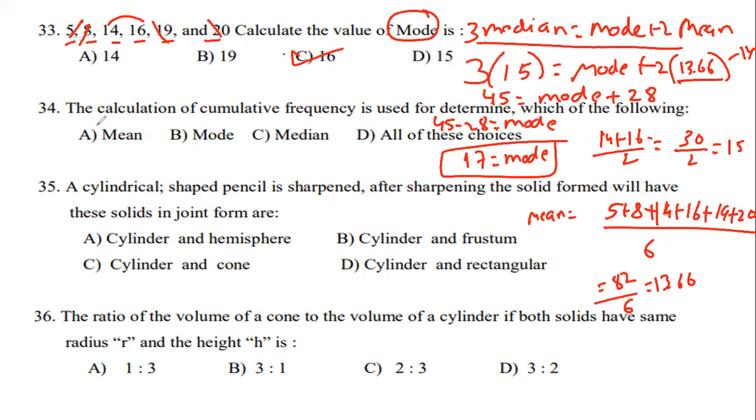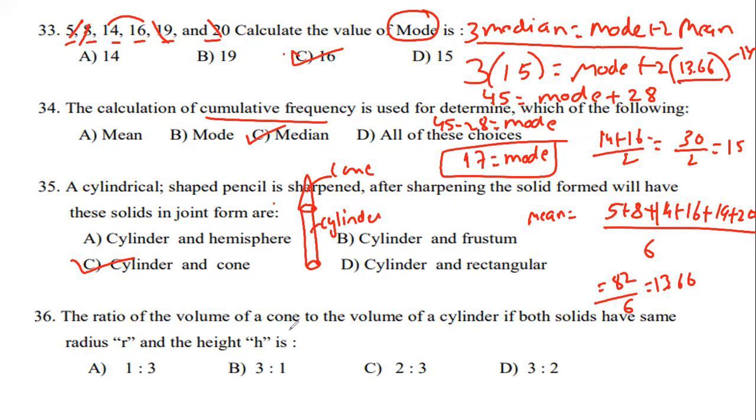Next, the calculation of cumulative frequency is used for determining which of the following. So cumulative frequency, where we need it for finding the median. Okay. So option C is correct. Next, a cylindrical shaped pencil is sharpened. Cylindrical shape, this one is the pencil. Okay, sharpened. When you sharpen this one, you will get two types of solids. What are the solid names? This one is a cylinder and this one is a cone. So which option is right? Option C is correct.